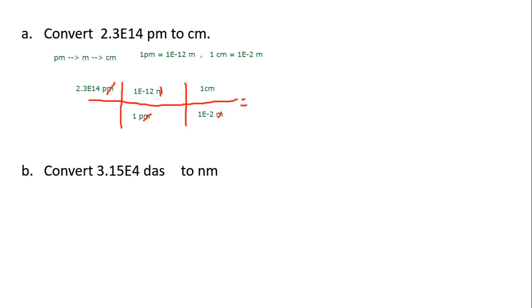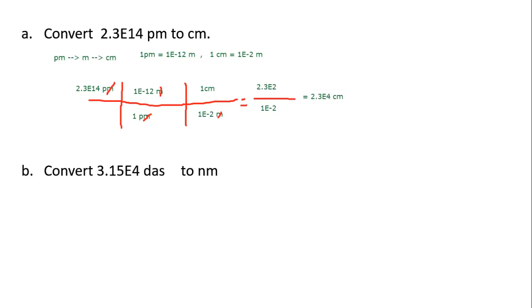So our answer would be, here, let me write it in 2 steps. We get 2.3 e to the 2 divided by 1 e to the negative 2. And this becomes, when you divide, you subtract the exponents, 2.3 e to the fourth centimeters. Because again, 10 to the second divided by 10 to the negative 2 would be 2 minus a negative 2, which would give you 4.